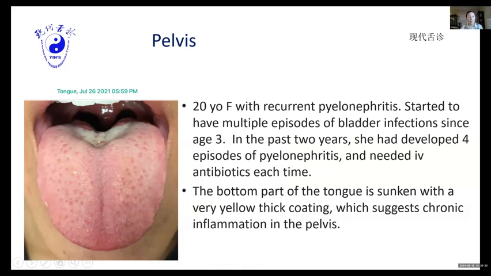So the bladder is actually living in a polluted environment, right? All the blood flow, just like we see outside, if it's polluted, it's not clear and it's not healthy. So the bladder environment is really not healthy. That shows the chronic inflammation.